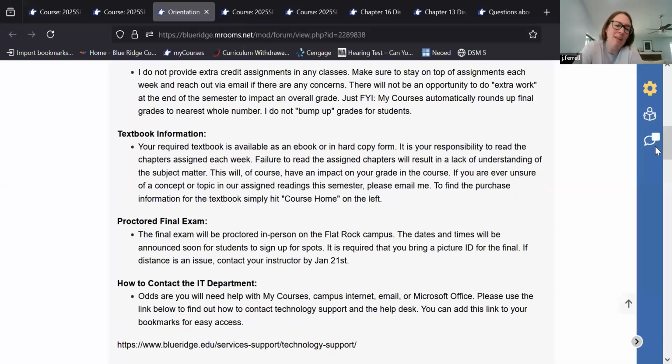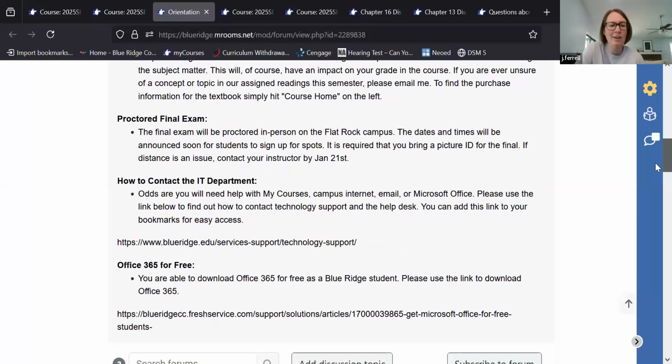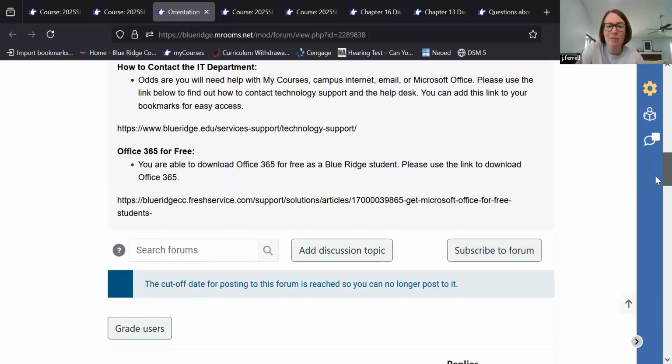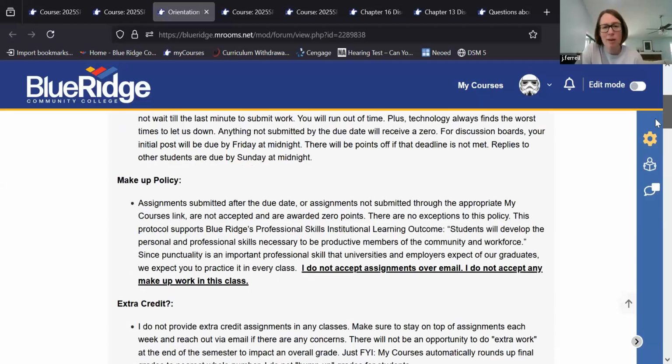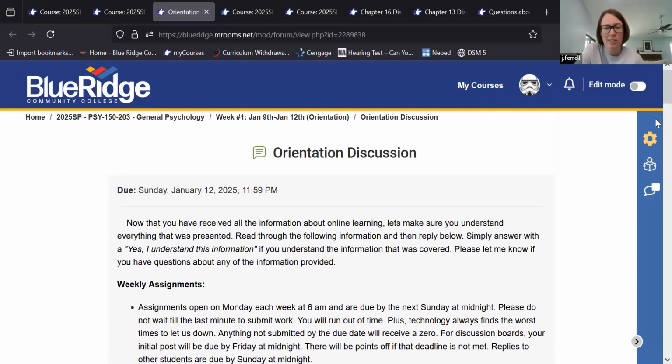Textbook information, I do a proctored exam again. So information about that, how to contact IT. And then they just go down here and say that they read it, they understand, and they agree to it. So this is just a nice way for me, when they come at me and ask about extra credit, I can say, hey, you understood that there were no extra credit opportunities in here.